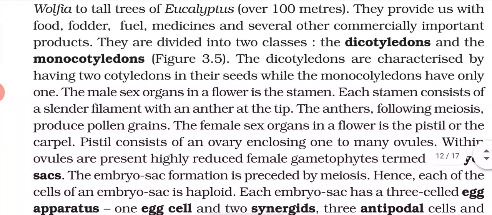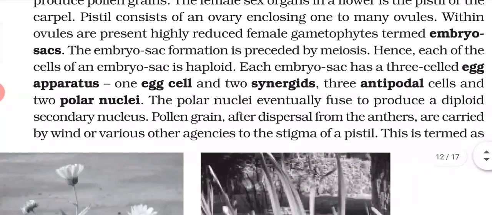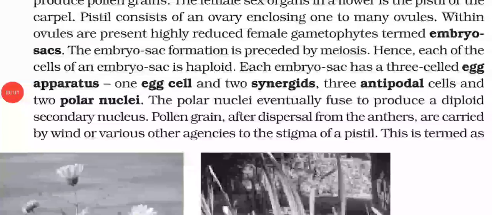Each embryo sac has a three-celled egg apparatus, an egg cell and two synergids, three antipodal cells and two polar nuclei. So these are the cell structures in the embryo sac. The egg apparatus has one egg cell and two synergids, the three antipodal cells are present on the opposite side, and at the center we have the two polar nuclei. Now the polar nuclei eventually fuse to produce a diploid secondary nucleus.